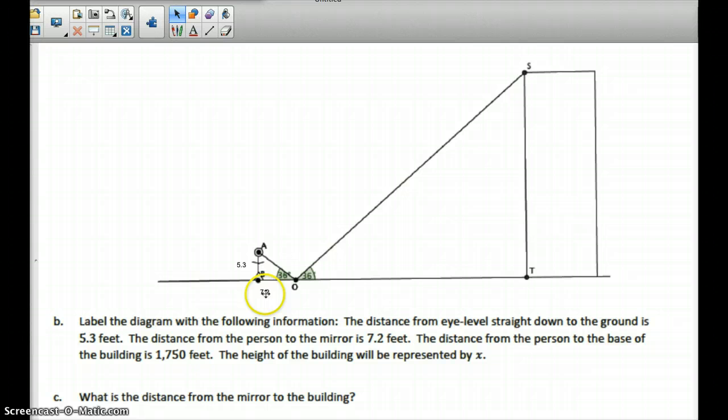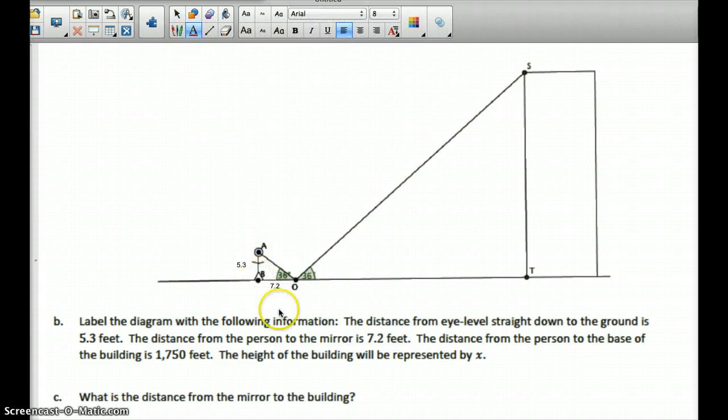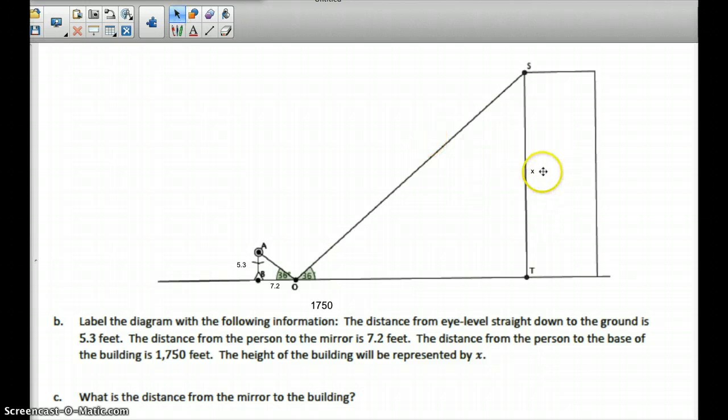Next, the distance from the person to the base of the building is 1,750. So from B all the way to T, this part is going to be 1,750. And I'll make that a little bigger so that we know that it goes all the way across there. And the height of the building will be represented with X. So there you go. We're trying to figure out how tall the building is. So part B, that's all they wanted us to do, was to label the information that they give you.